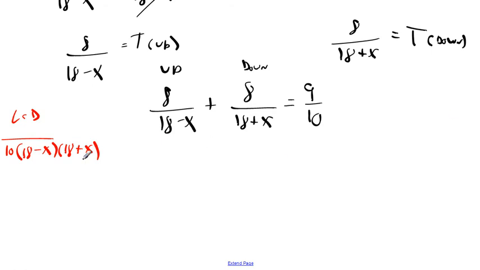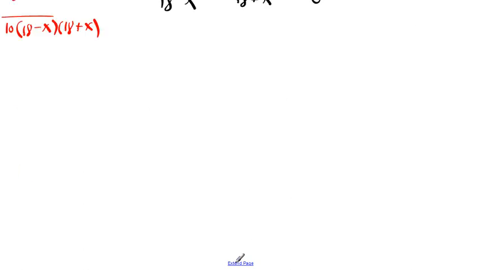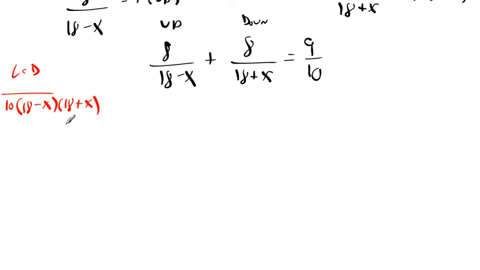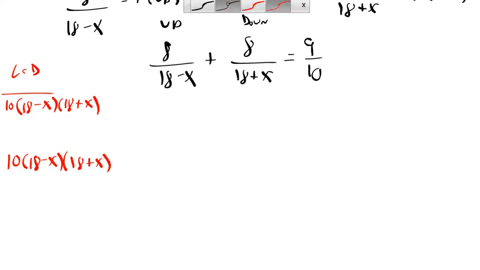So what do we do with this LCD? Well, we multiply everything by this. Everything's going to get multiplied by 10 times (18 minus x) times (18 plus x). Let me get a lot of whiteboard space here, it takes a lot of room. So let's multiply this guy by 10 times (18 minus x) times (18 plus x), and we're going to multiply that by 8 over (18 minus x).